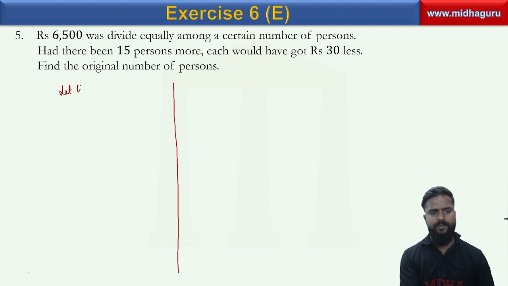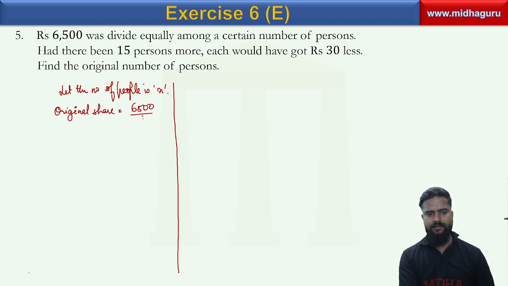So let the number of people be x. So originally 6,500 was divided among x people. So the original share is 6,500 by x. Now the new share, since 15 persons have been added, is 6,500 by x plus 15. Now each gets 30 less.